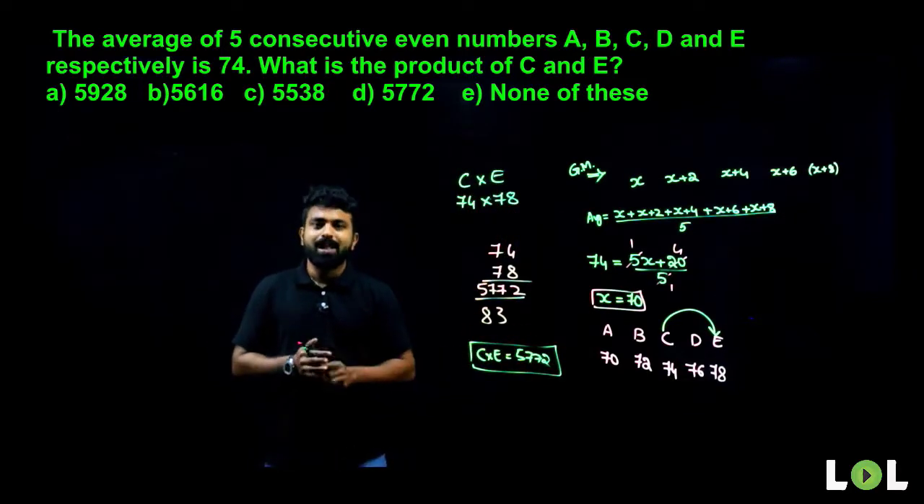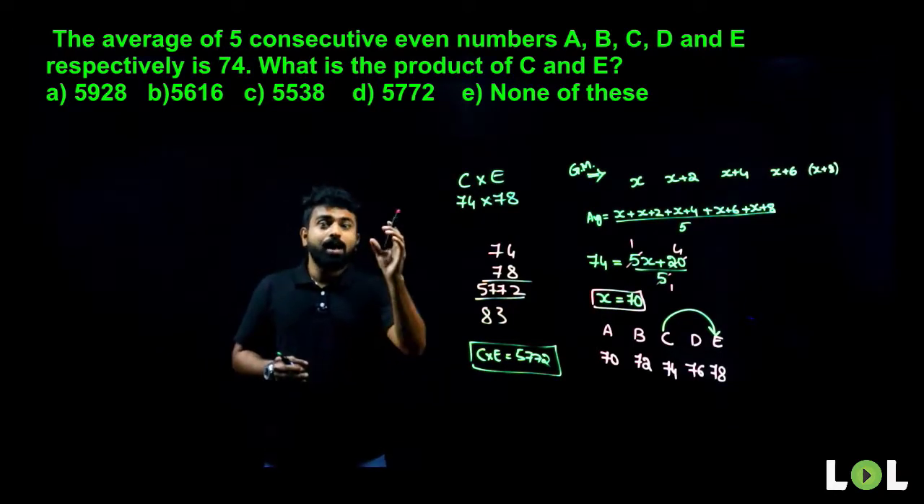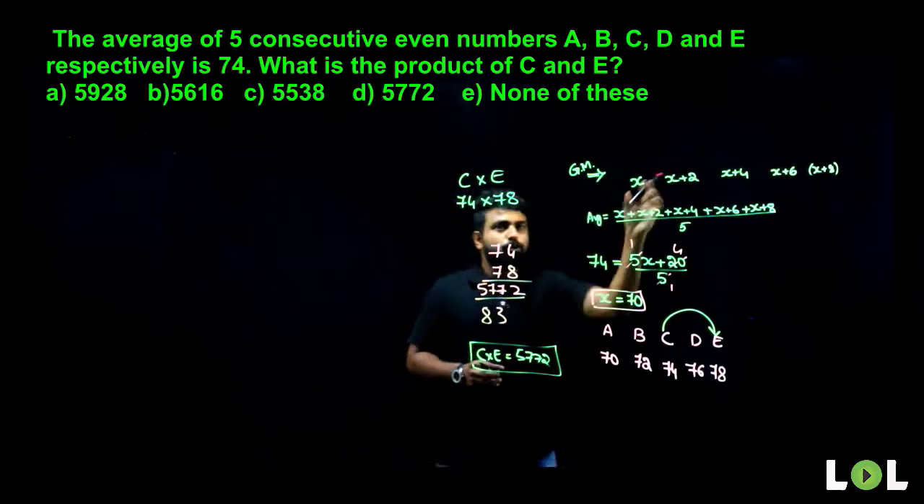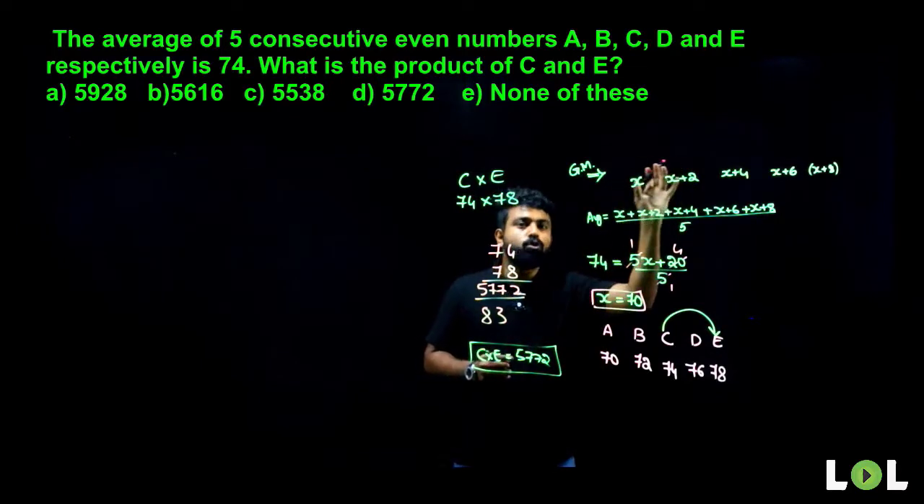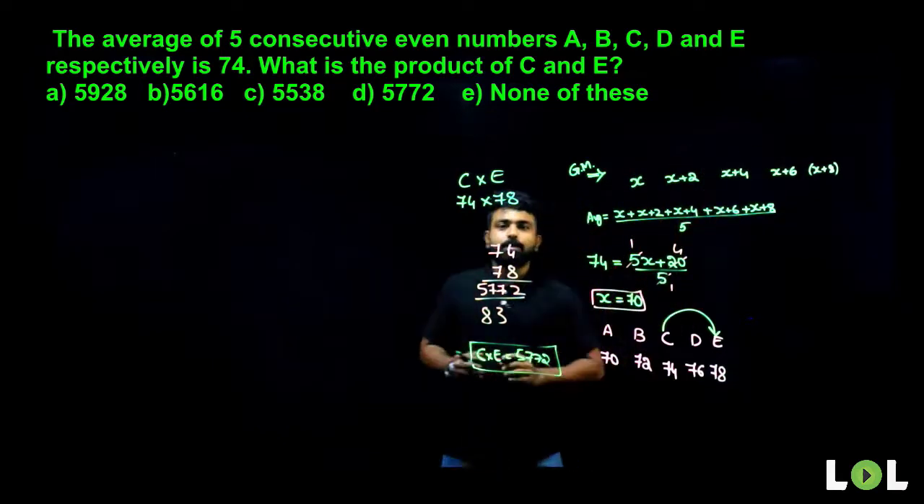No. Let us apply the concept of ours. What did I tell? In an arithmetic progression, the average always lies in the center. Is this an arithmetic progression? Yes, it is. Why is it an arithmetic progression? Because it is consecutive even numbers. Therefore, the difference between any 2 consecutive terms in the series will be 2. So this is my arithmetic progression.